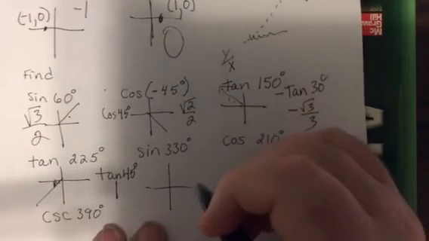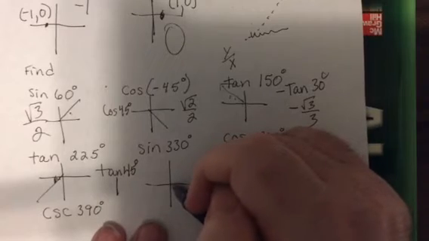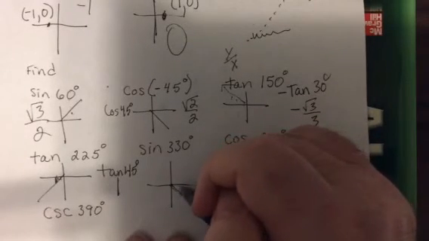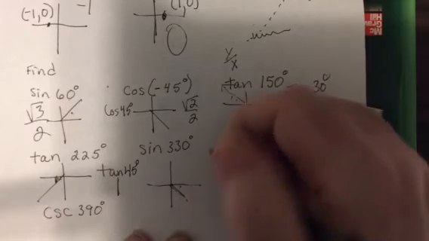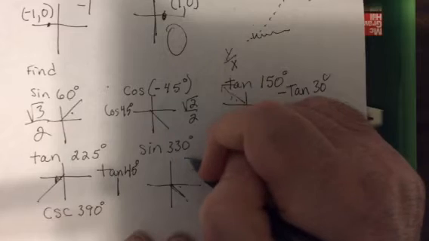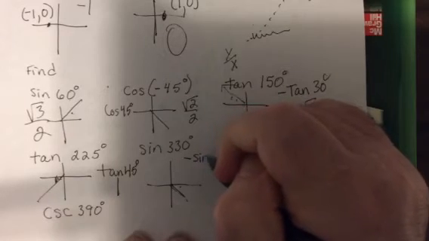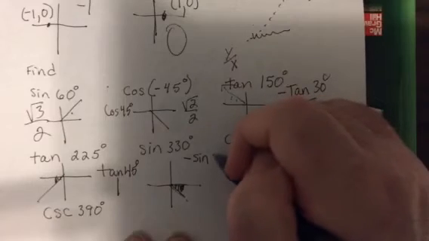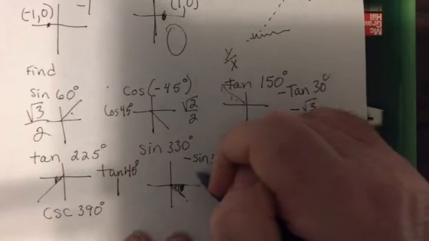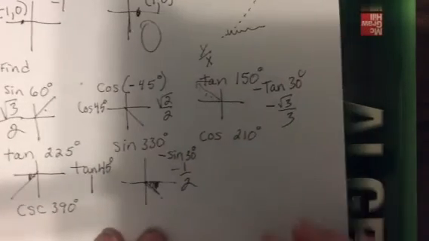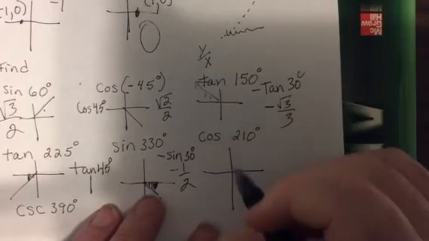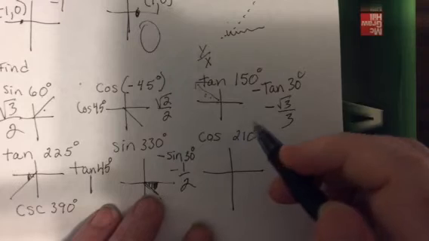330. So, let's see, it's in the fourth quadrant. Y is negative, sine is y over r, so it would be negative. And the reference angle, how many degrees between here and here? Well, that's 30 degrees. So it'd be a negative a half. Look at your chart. So you're doing these before I'm doing them, I'm hoping.